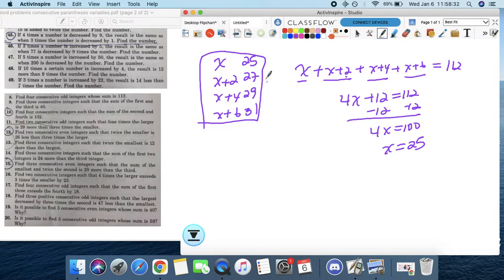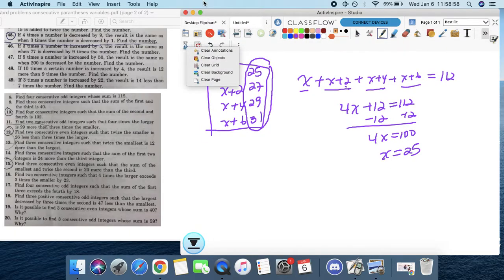Okay? And if you want to double check, add these 4 numbers, because it says they have to add up to 112. Let me take the calculator. I hope it does. 25 plus 27 plus 29 plus 31. Does that equal 112? Yes, it does. So that's another way of proving that you're correct. Okay.